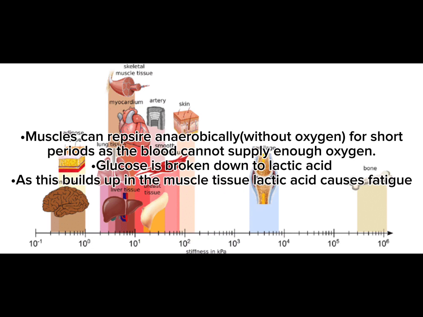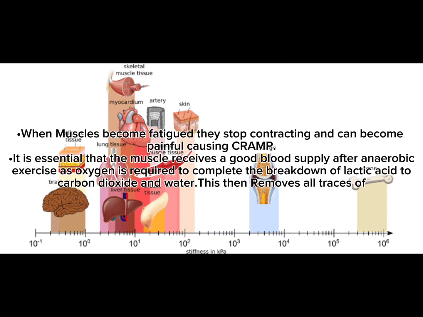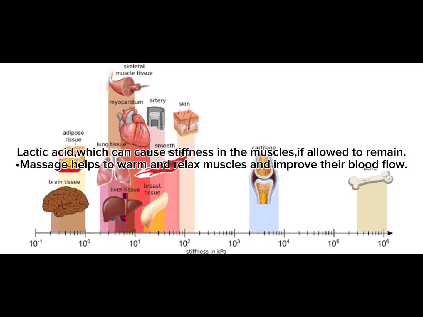Muscles can work anaerobically, without oxygen, for short periods. As the blood cannot supply enough oxygen, glucose is broken down to lactic acid. As this builds up in the muscle tissue, lactic acid causes fatigue. When muscles become fatigued, they stop contracting and can become painful, causing cramp. It is essential that the muscle receives a good blood supply after anaerobic exercise, as oxygen is required to complete the breakdown of lactic acid to carbon dioxide and water. This then removes all traces of lactic acid, which can cause stiffness in the muscles.